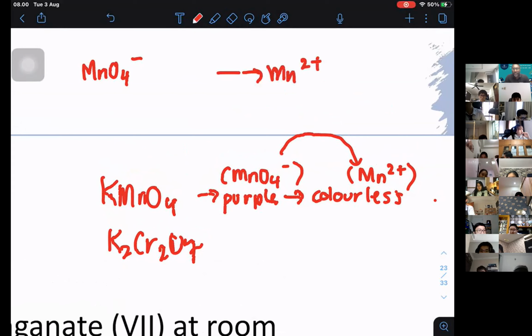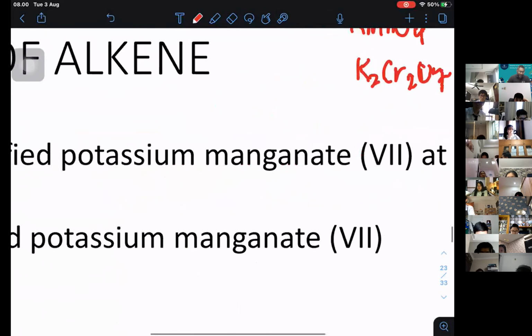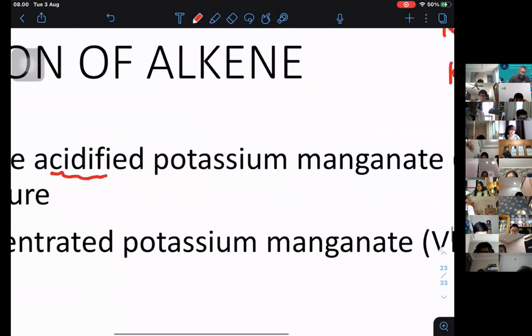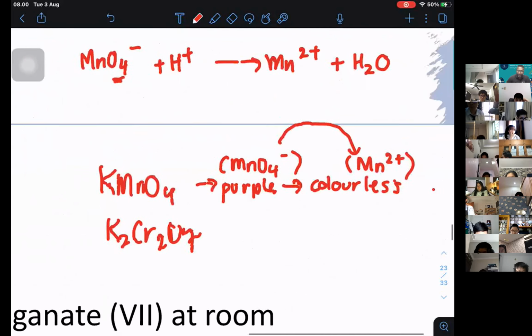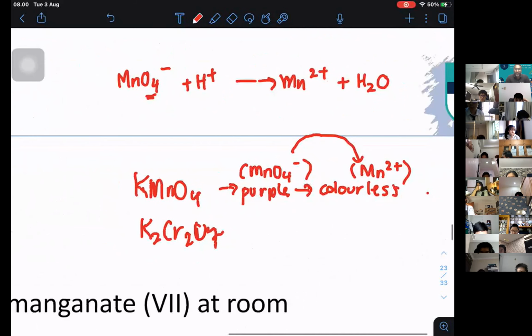If I want to balance this, there is oxygen on the left but no oxygen on the right. It must be in the form of water on the right hand side. And if I introduce water on the right, I must have H plus on my left hand side. That's why it must be acidified. Without acid, the reaction will not happen. So there must be H plus.